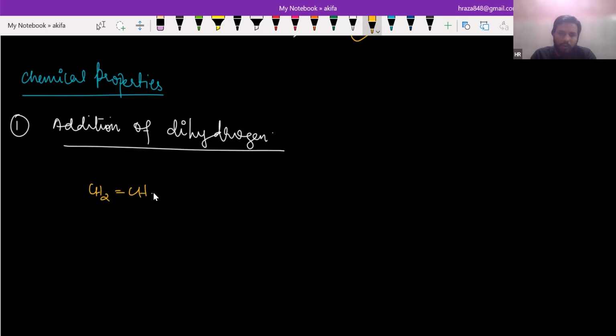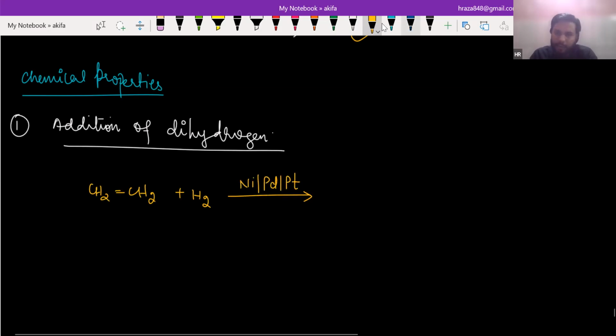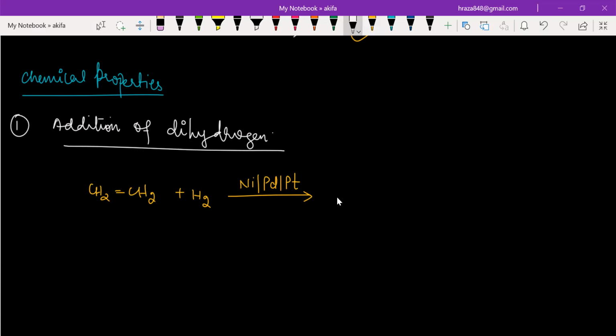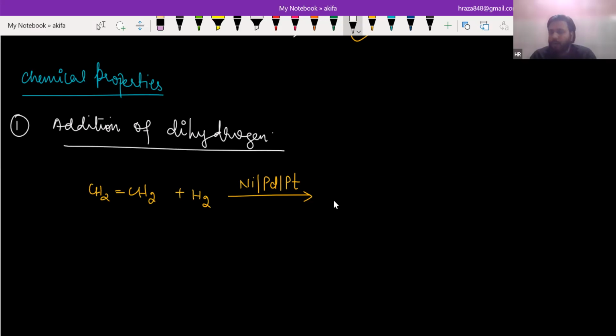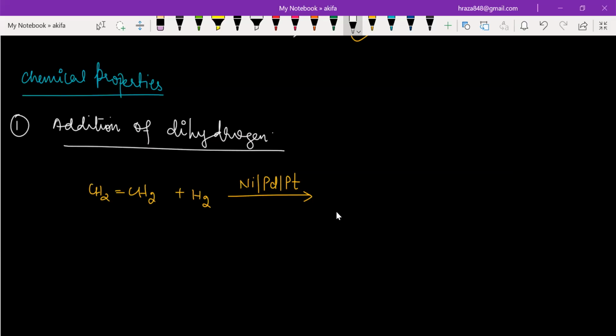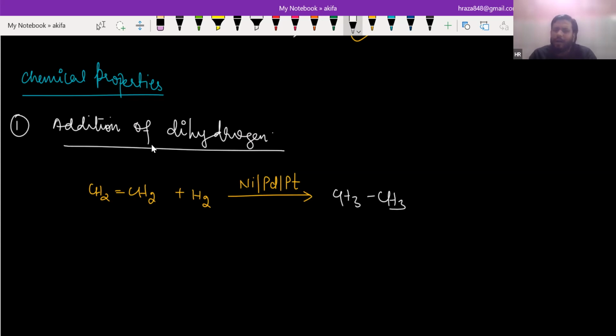CH2 double bond CH2. If you are going to add dihydrogen in the presence of nickel, palladium, and platinum, just let me know the product. What will be the product? Name of the compound. Ethane. Basically, we need to do addition of hydrogen, that is hydrogenation. So one of the bonds will break and one hydrogen will be attached to each carbon, then it will be ethane.